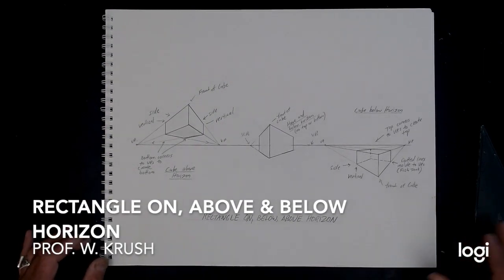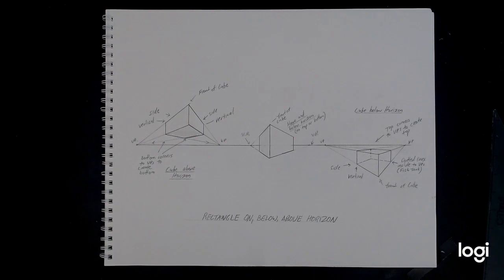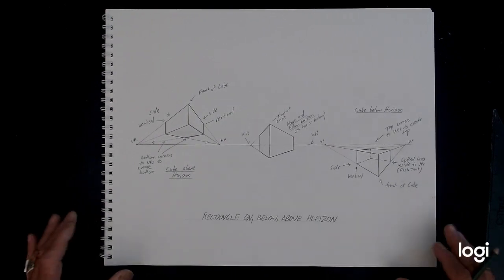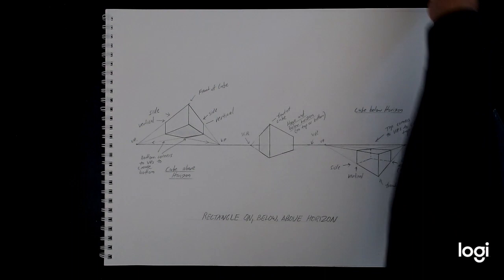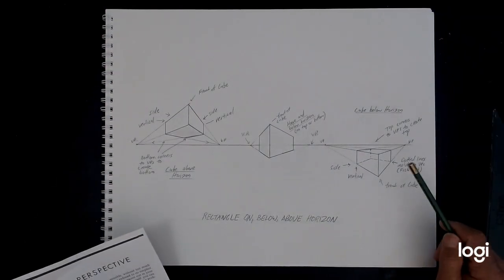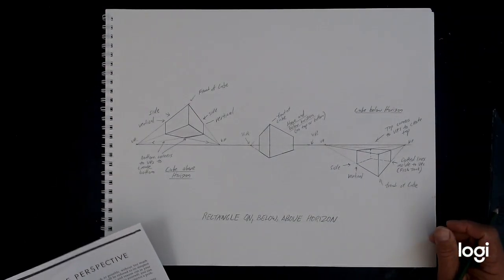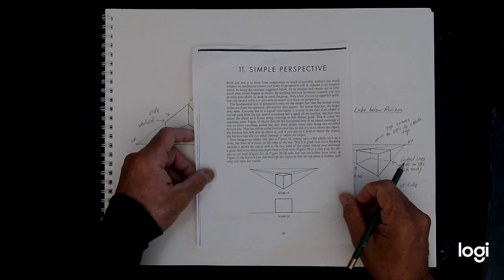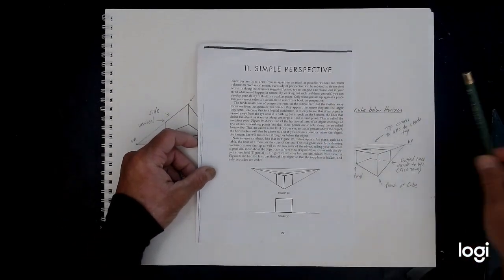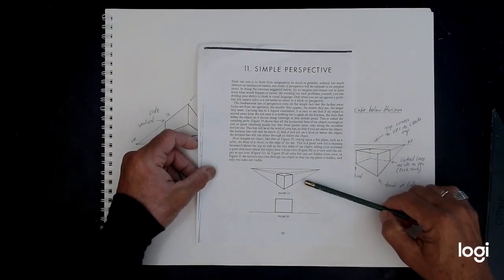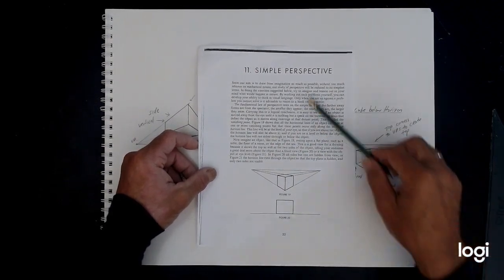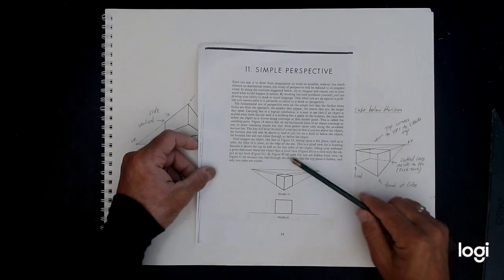Okay, Professor Krush here. I'm going to go over a pretty brief lesson, just understanding what happens to a rectangle in two-point perspective when it's on the horizon, below the horizon, and above the horizon. This is from an old traditional book that's just showing some information on it. My students actually have a copy of this text.